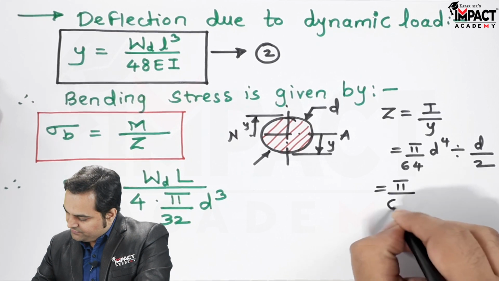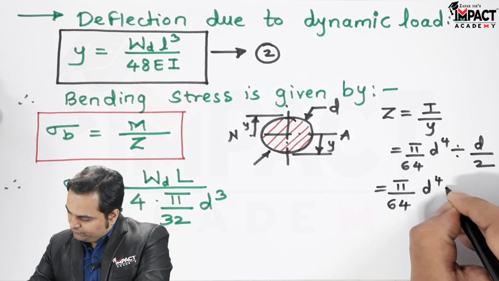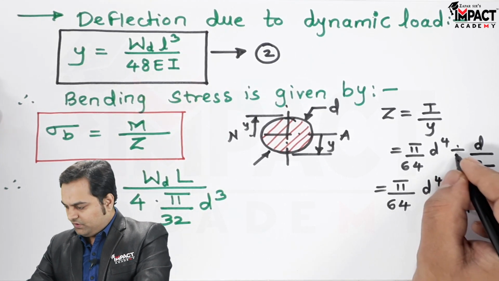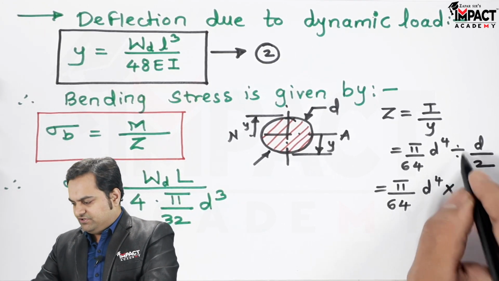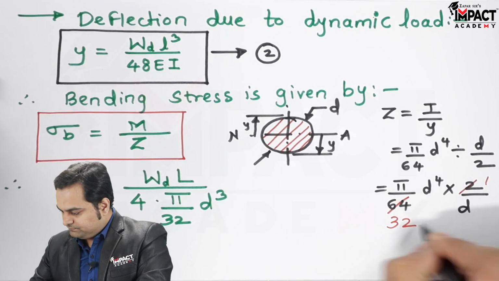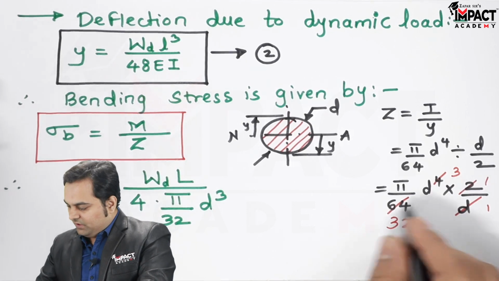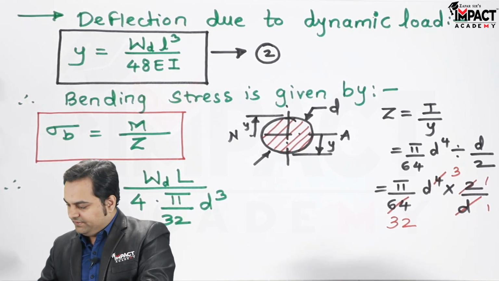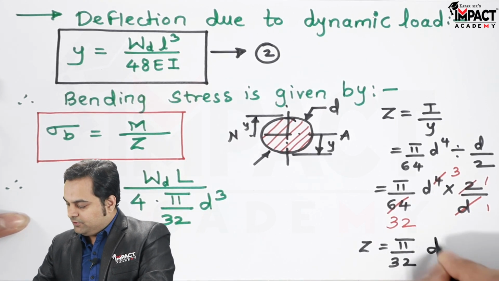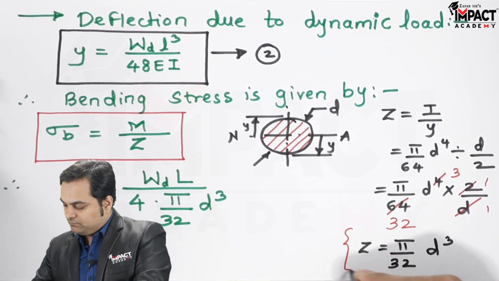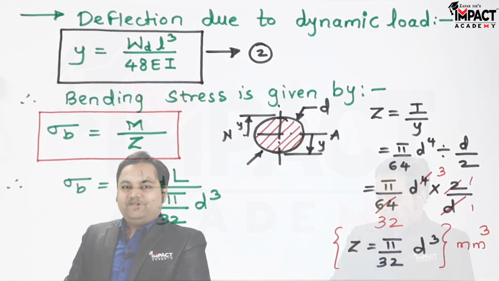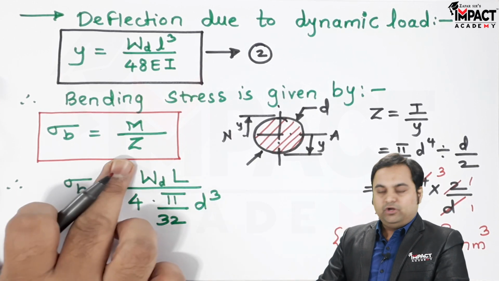So it is pi by 64 d raised to 4 into 2 upon d, because this will become reciprocal when I convert the division sign into multiplication. So after the cancellation, we are left with the formula Z is equal to pi by 32 d cube, and the unit would be in terms of mm cube. So that's how the formula of Z comes from.